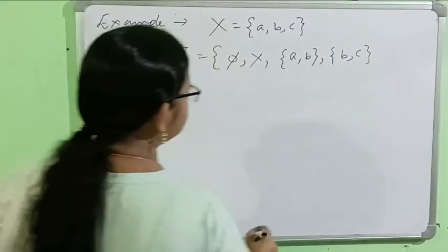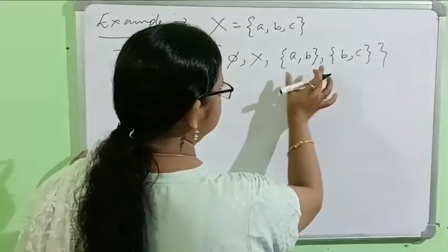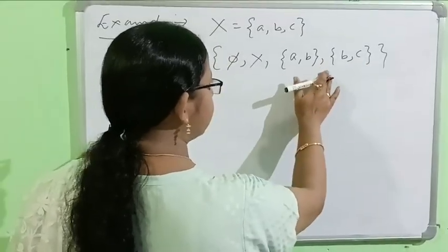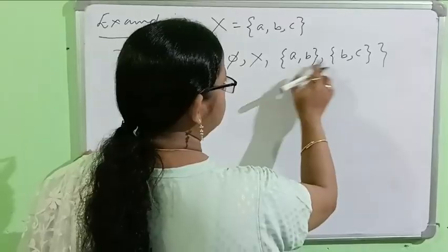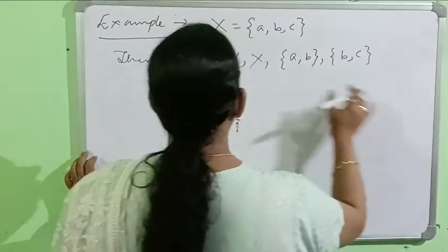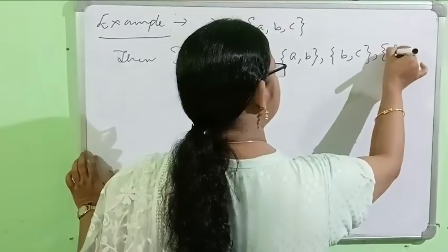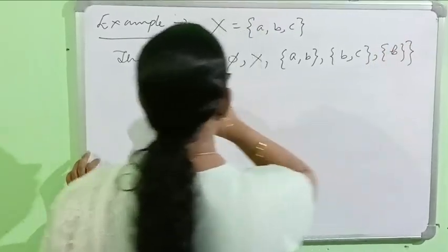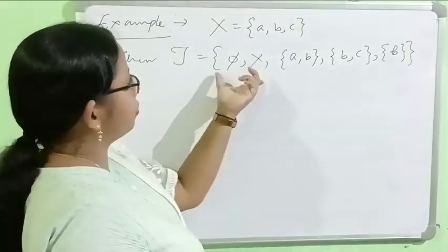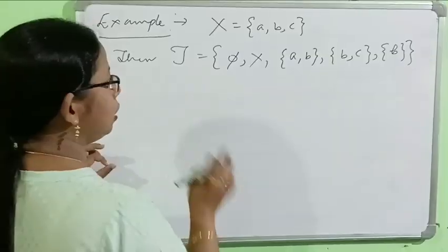Then this is not a topology, because if I take the union of these two sets, then this is X, which belongs here, but the intersection, that is {a, b} intersection {b, c}, that is {b}, does not belong to this set. So this collection will not be a topology. This collection will be a topology if I incorporate this element in the collection of subsets of X, then this collection will be a topology on X.